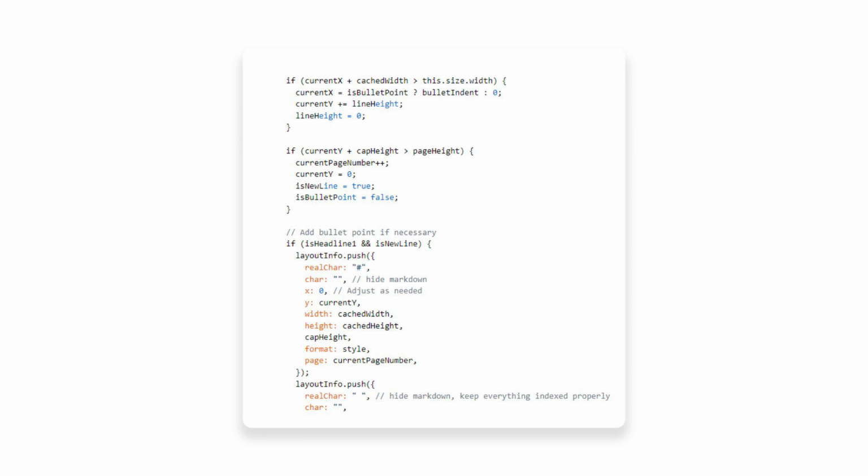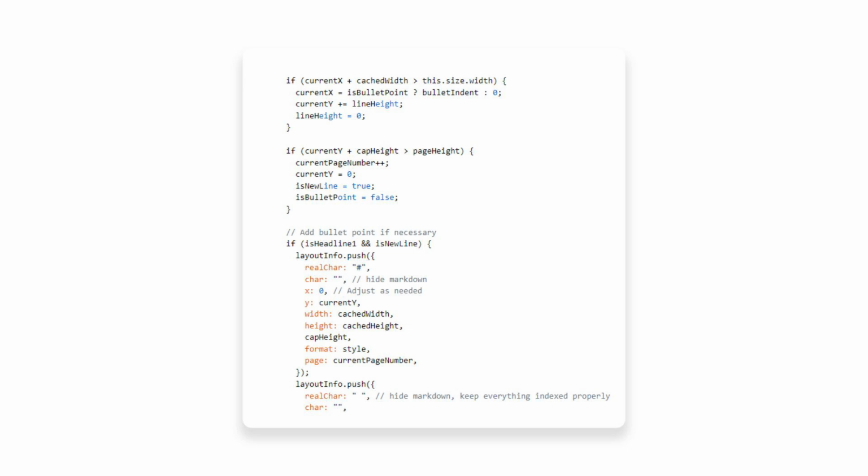This portion of calculate layout handles more loop variables and begins layout info insertion. 1. Line overflow handling. If the sum of the current X position and cached width exceeds the container's width, it either resets current X to an indent, if it's a bullet point, or to 0 while incrementing the current Y to move to the next line and resetting line height. This is how we achieve our text wrapping.